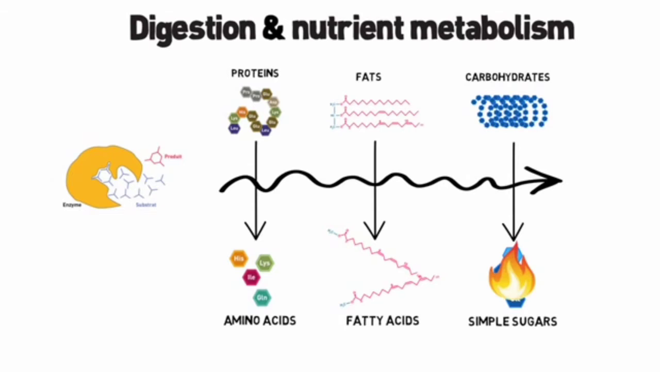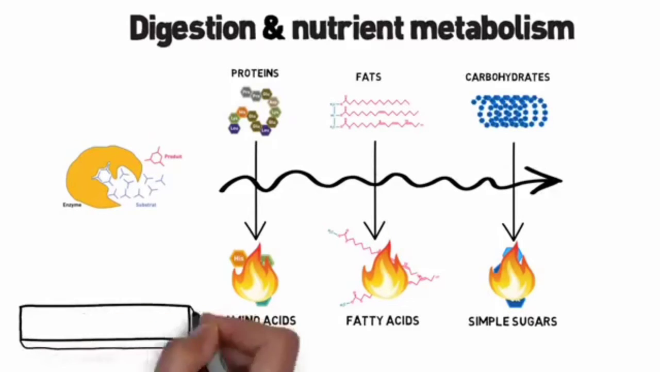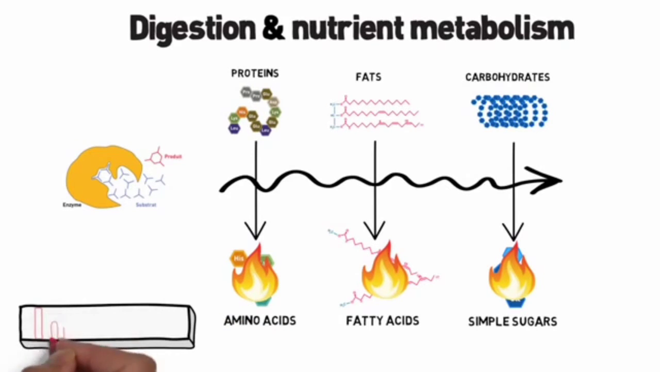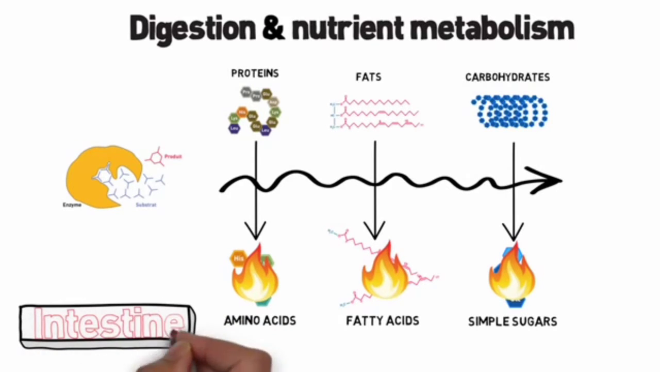In addition to sugar, both amino acids and fatty acids can be used as energy sources by the body when needed. They are also structural constituents of the body. These compounds are absorbed into the blood, which transports them to the cells. The transformation of food into nutrients and their absorption take place in the intestine.